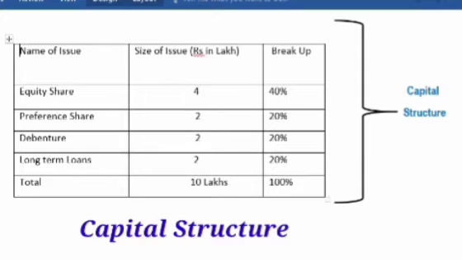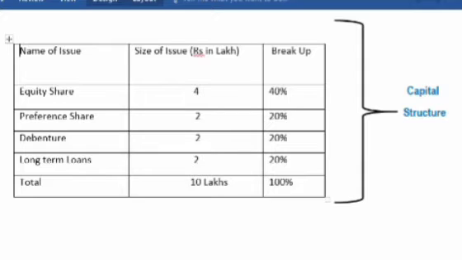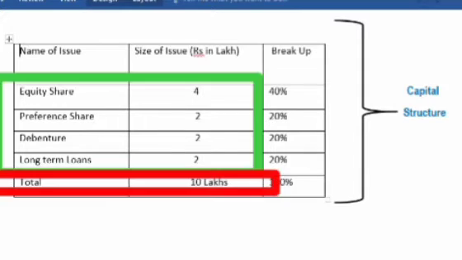Okay, so we are getting that capital structure is, suppose, 10 lakh, yes or no? Like equity share 4, preference share 2, debenture 2 lakhs, and long-term loans 2 lakhs.